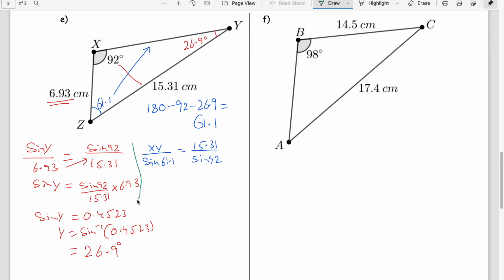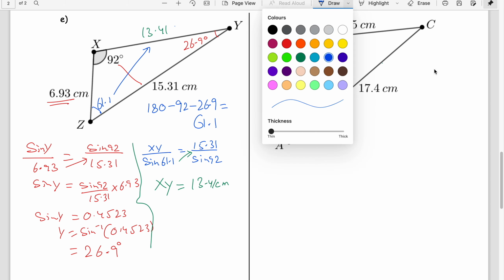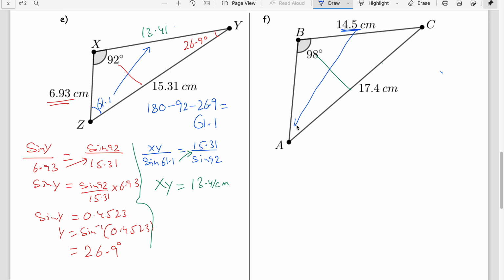So solving for this, you cross multiply, and xy is equals to 15.31 divided by sine 92 times sine 61.1, and your answer is 13.41 centimeters. So this is 13.41. Last example for today. Again we have two sides. This is the known pair, so choose your unknown pair. You know this side and the angle opposite to it is a.